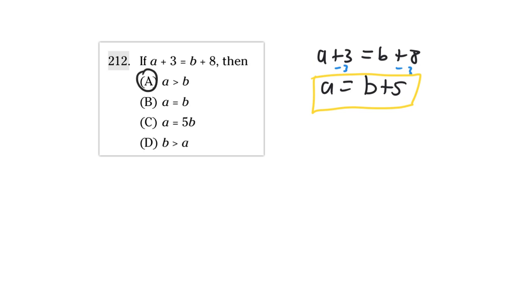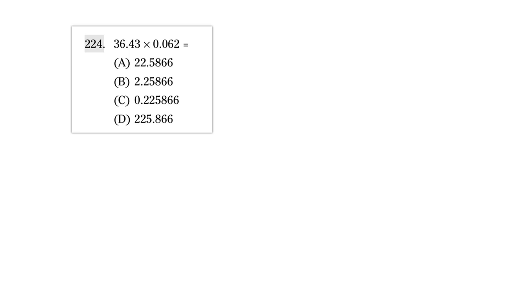So that one's pretty simple. Looking at this one, in the HSPT, you're not allowed to use a calculator, so therefore we should approach this without a calculator. And it would be the case that it's 36.43 times 0.062. Now, I am seeing out the gate that there's going to be sort of 5 total decimal places, so that might be sort of helpful.